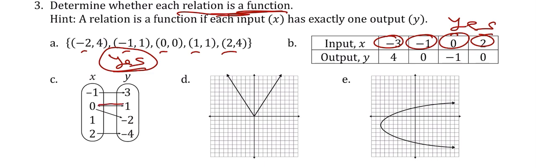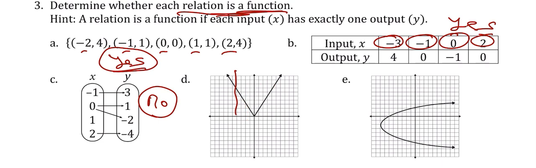Now let's look here. Okay, -1 leads to 3, that's no problem. Oh, but look right here. 0 leads to 1, but 0 can also give you an output of -2. So the x repeats. This is not a function because the same x of 0 can lead to two different y values. Okay, let's look at this graph.